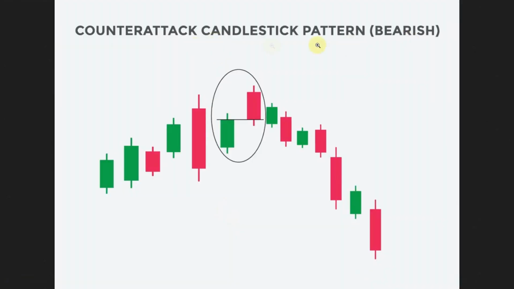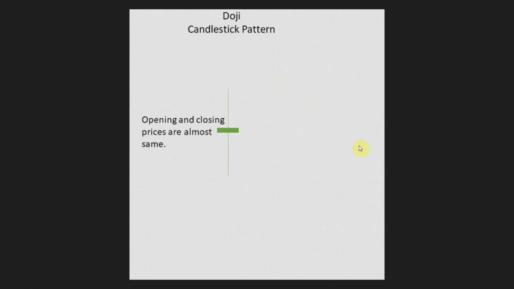The bearish counterattack candlestick pattern is a bearish reversal pattern that appears during an uptrend in the market. It predicts that the current uptrend will end and a new downtrend will take over the market. And now we're going to see the continuation candlestick patterns.